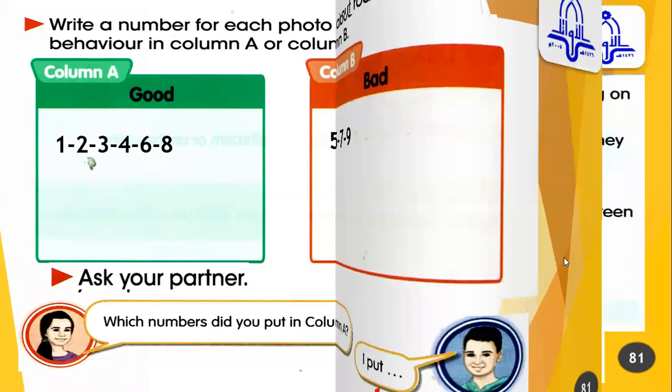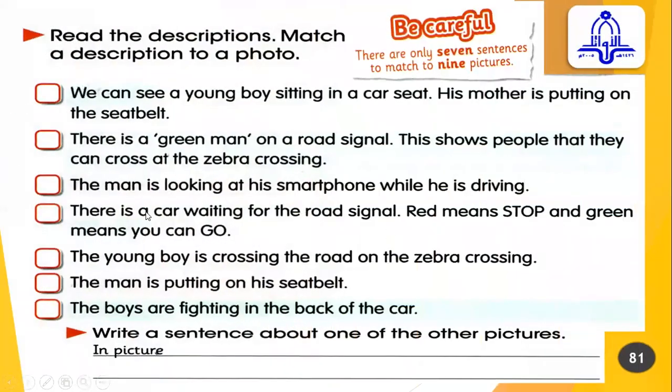We will complete now the third activity. He said read the descriptions. Match a description to a photo, then connect the description to the number of the suitable picture that appears on the poster. Again, read the descriptions. These are the descriptions for each photo. And you should match the description to the correct picture. You should write the number of the picture inside the square.